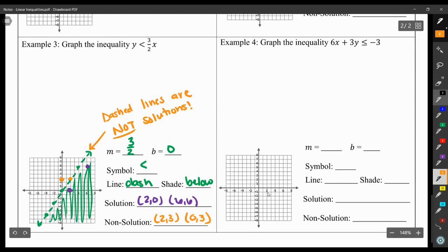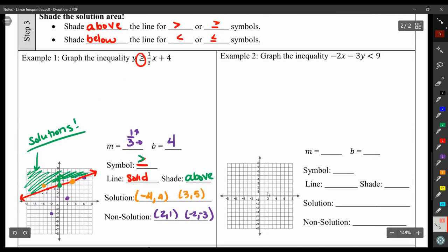So the special thing to remember about this one is that it is in fact a dashed line, which means the border is not a solution. So this point here would not be a solution to this inequality. So let's look at example 2.